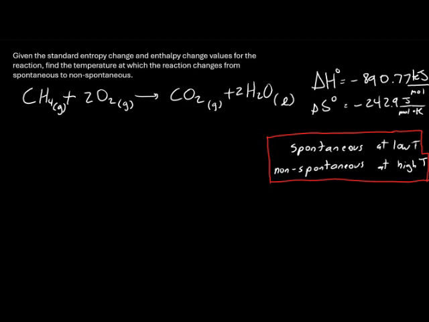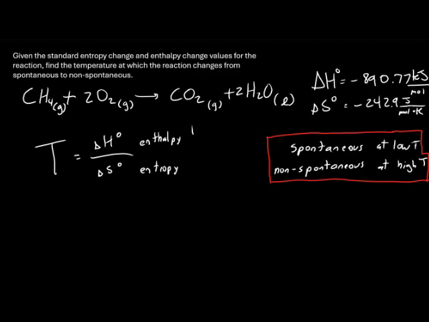To find what the change over temperature is, we can actually do some math using our values for delta H standard and delta S standard. This next question asks, given the standard entropy change and enthalpy change values for the reaction, find the temperature at which the reaction changes from spontaneous to non-spontaneous. As we found previously, this reaction will be spontaneous at low temperatures, non-spontaneous at high temperatures, but let's try to find that temperature. The equation for that temperature equals delta H standard over delta S standard, that's the enthalpy divided by the entropy.